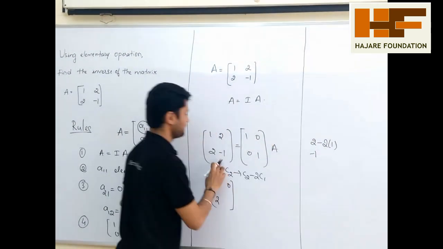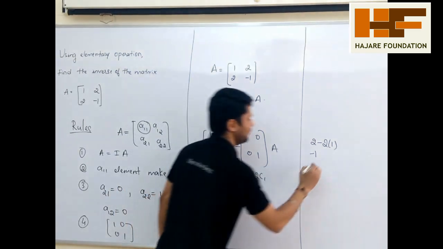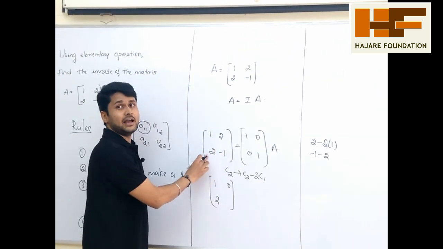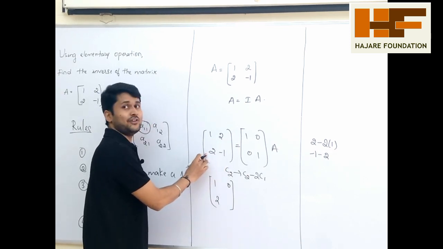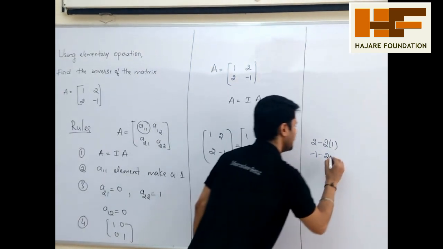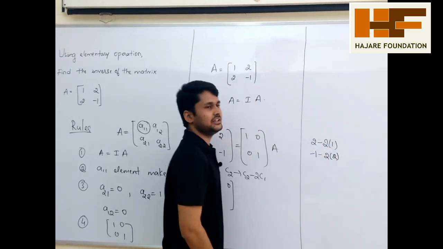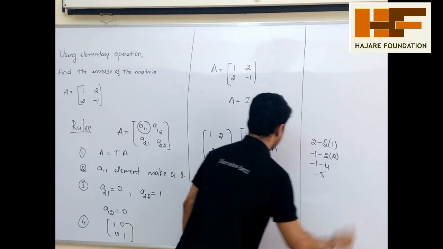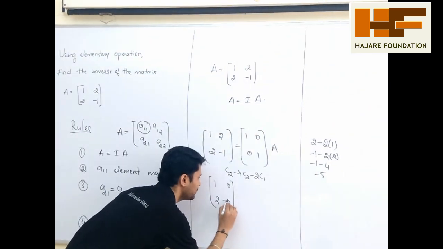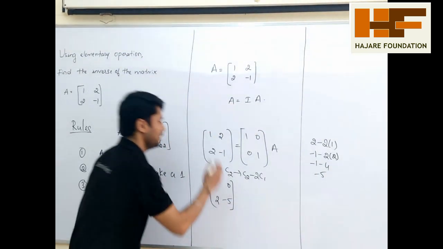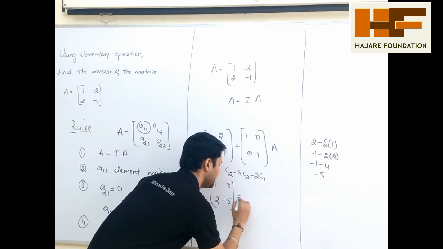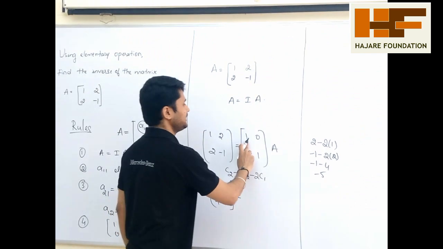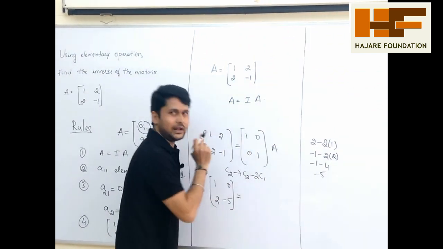Minus 1 minus 2 times the corresponding C1 element, which is 2. Simplify the term: minus 1 minus 4 is minus 5. Write a minus 5. Next, whatever operation we have done on the LHS, the same operations we have to do on the RHS side. Next, write the first column down as it is.